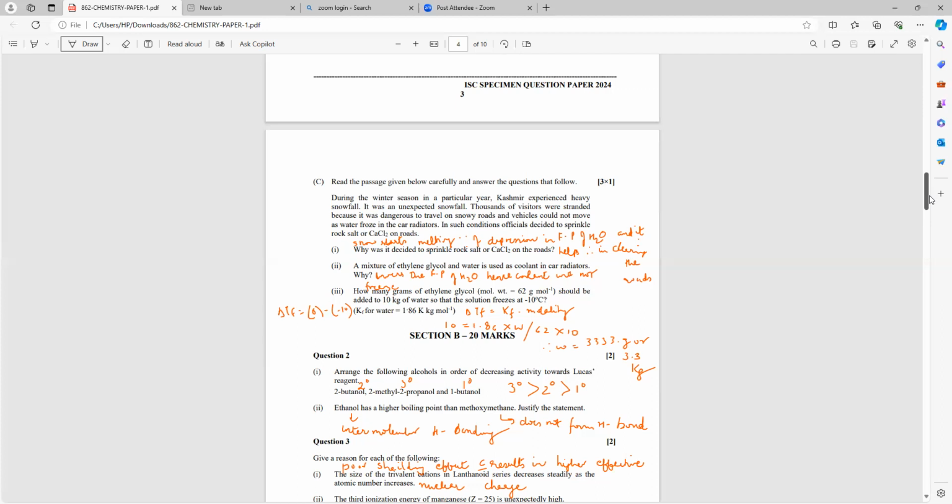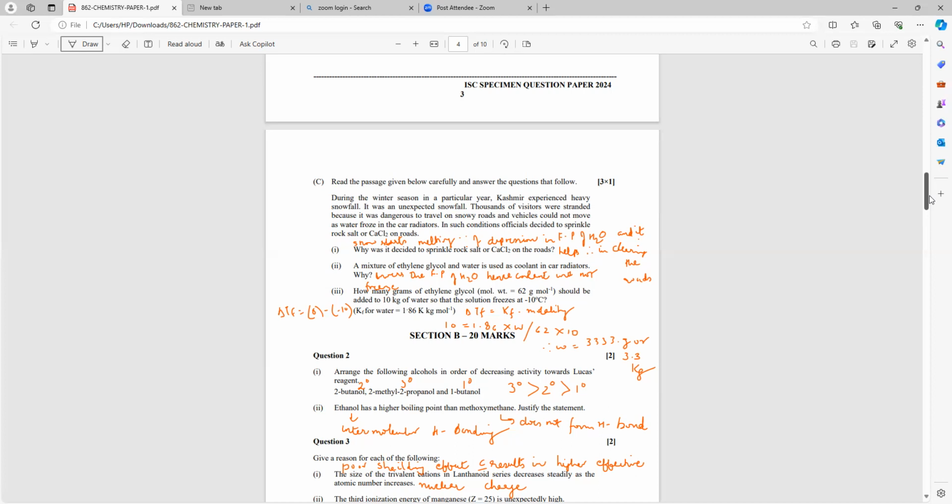Hence, coolant will not freeze, because if it freezes, it will result in the bursting of the radiator, which will not be safe. Third part: how many grams of ethylene glycol should be added to 10 kg of water so that the solution freezes at minus 10 degrees centigrade.